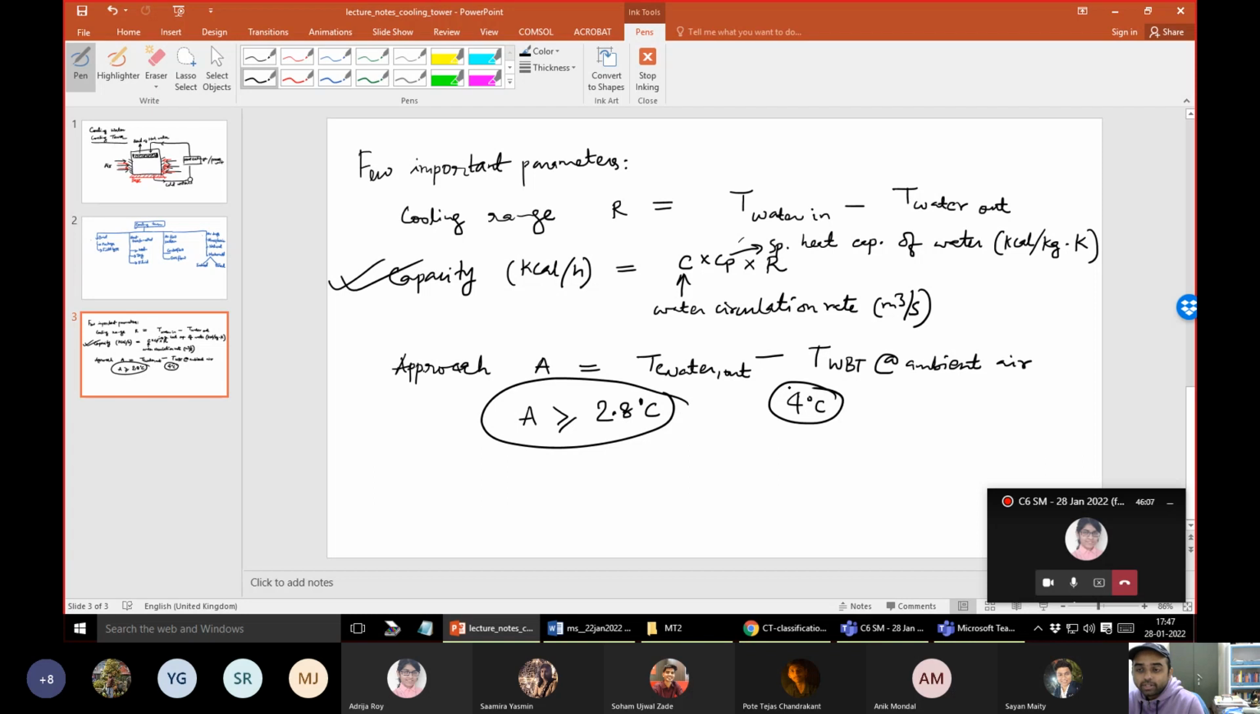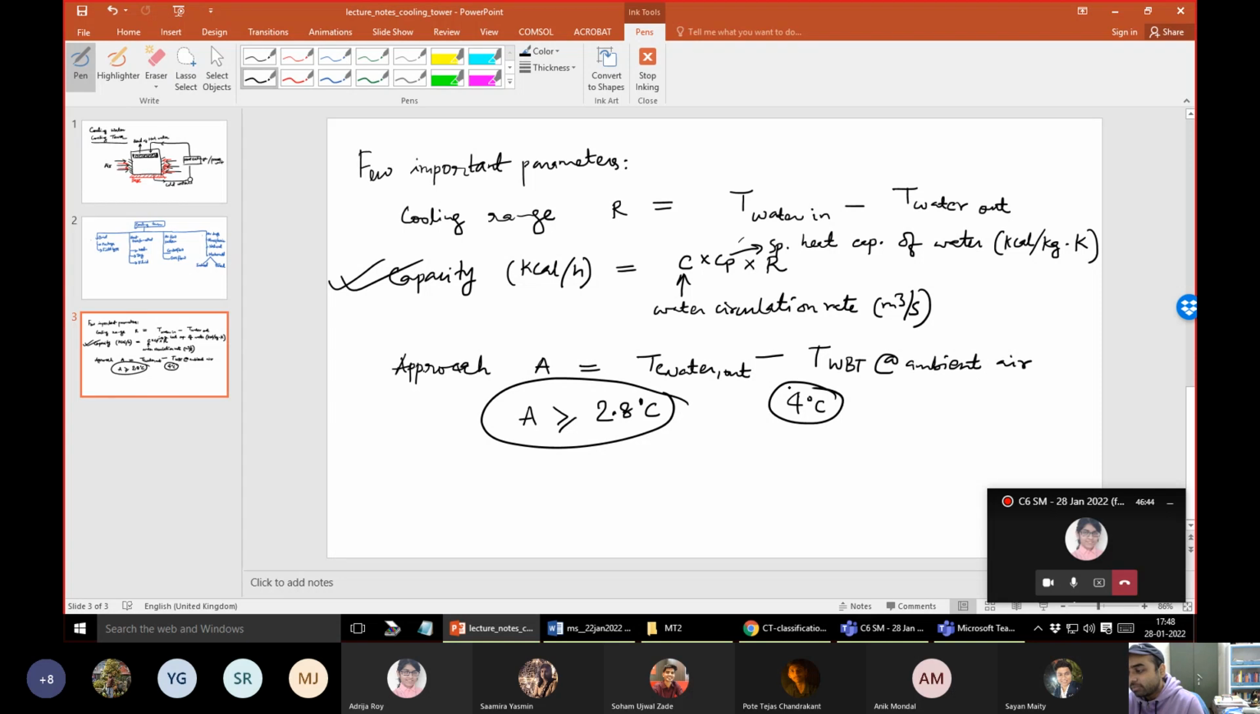So the wet bulb temperature corresponding to the rainy season has to be considered, right? Because if it satisfies this criterion based on the rainy season ambient temperature, then it will also satisfy it based on the winter temperature, because in winter, of course, the wet bulb temperature would be lower than the rainy season temperature. So if you are able to satisfy this approach condition at the rainy season, at this 4 degrees, or the high humidity season, then it will also satisfy throughout the year. So this is what we mean by the approach.